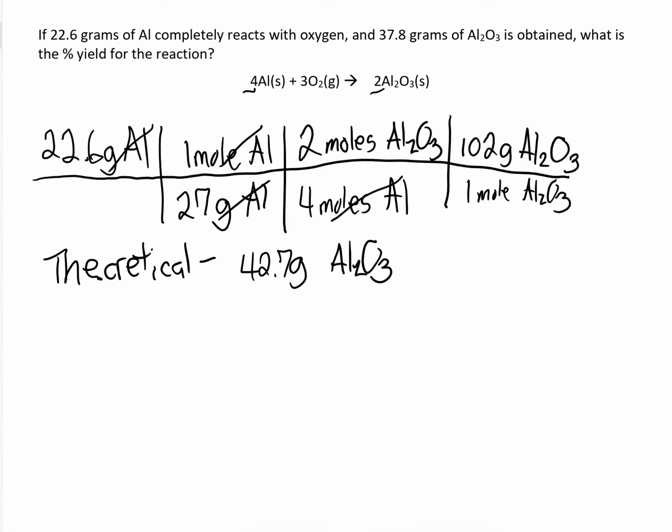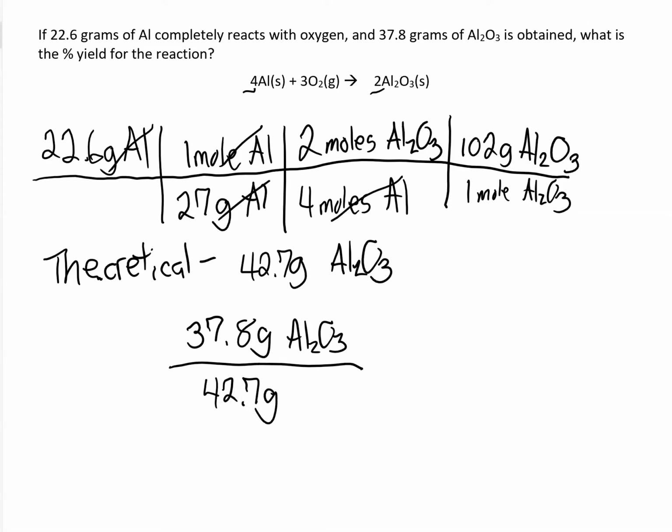Well, percent yield is simply what you got, in this case, 37.8 grams of aluminum oxide, all over what you should have gotten, or your theoretical, 42.7 grams of aluminum oxide. Since it's a percentage, we're going to multiply it by 100%. And we find when we do so, this reaction was 88.5% efficient, or perhaps it's better to say we had an 88.5% yield.